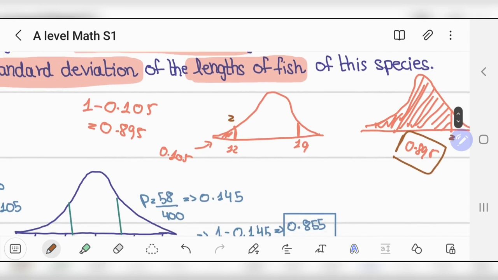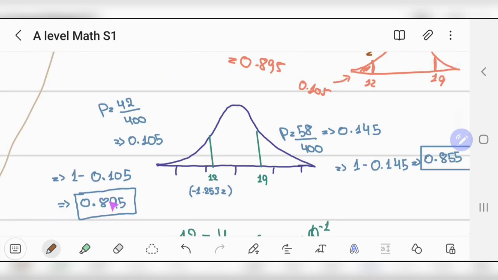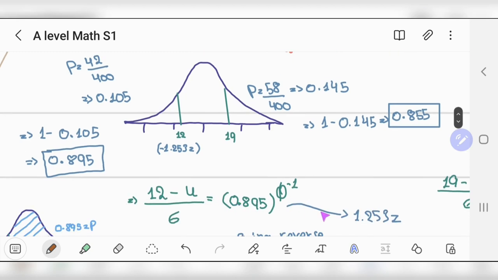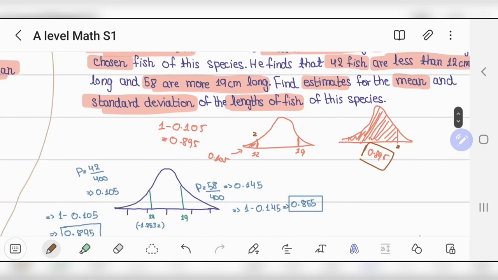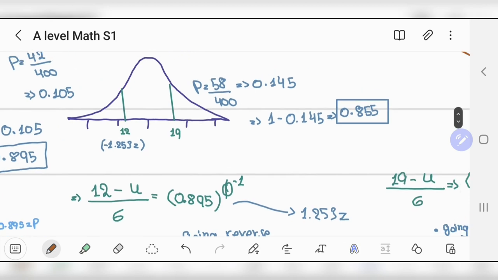So 0.895, like I've done it here, see, this is the probability, and after converting this into the z-score, we got 1.253. But then we're going to put a minus, because in here the z-scores are all negative, right? So minus 1.253. Okay, so we got this. We find the estimate of the mean. After knowing the z-score, we can actually pretty easily find the mean and the standard deviation using simultaneous equation solving.